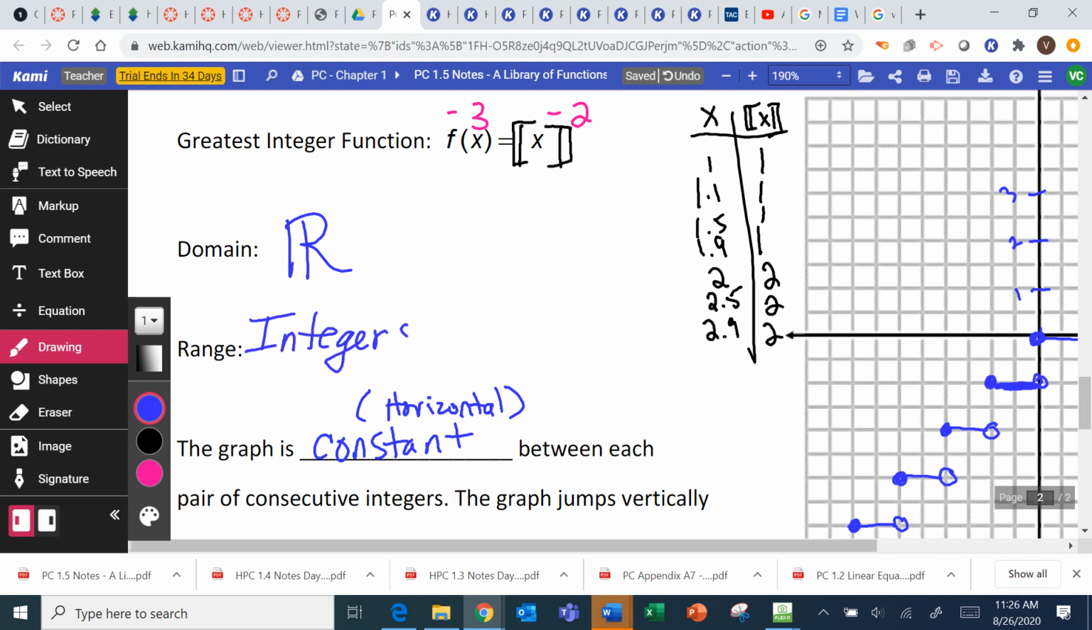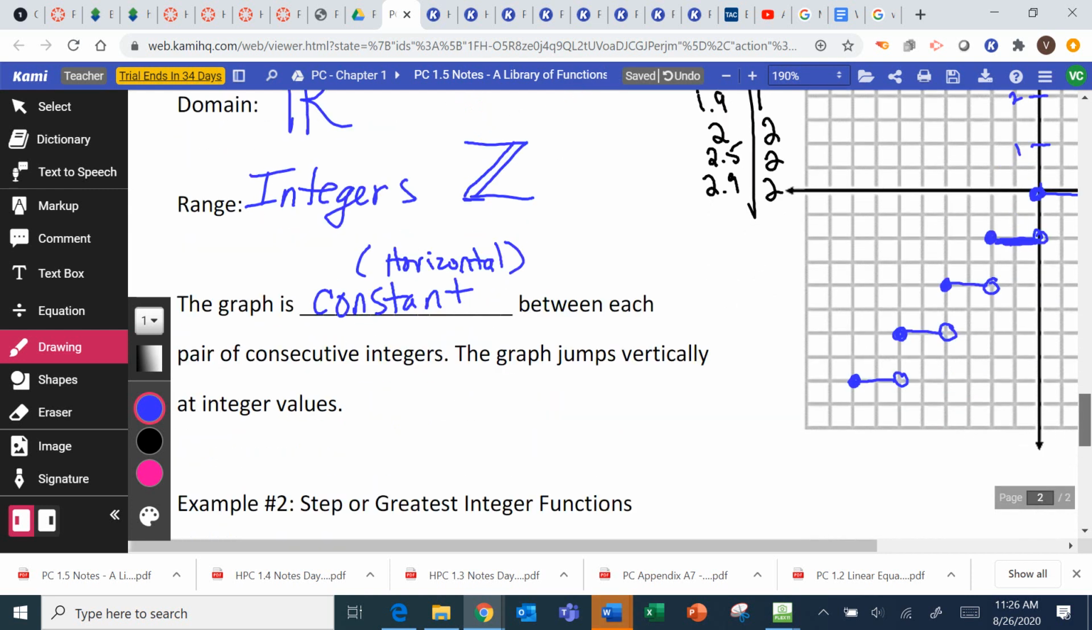It does have a fancy symbol in math. Looks like this. Because it's the integers. It's not, but that's what it looks like.